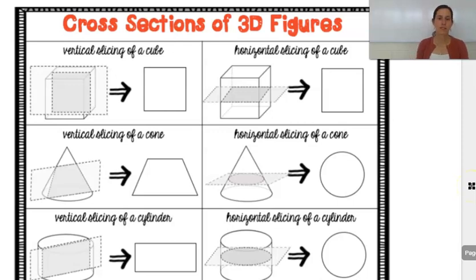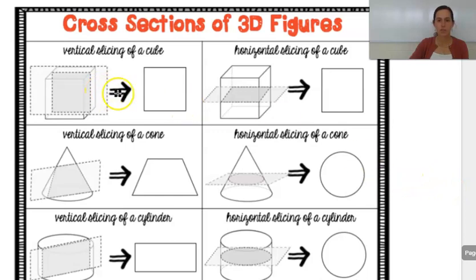Hi, so we're going to take a look at cross sections of three-dimensional figures. Anytime we take a cross section of a solid, it's always going to create a two-dimensional object like squares or rectangles or circles or triangles, something along those lines. So we have our five main solids: the sphere, the cone, the pyramid, the cylinder, and the prism. And we are going to talk about the different ways that we can do the cross sections on those.